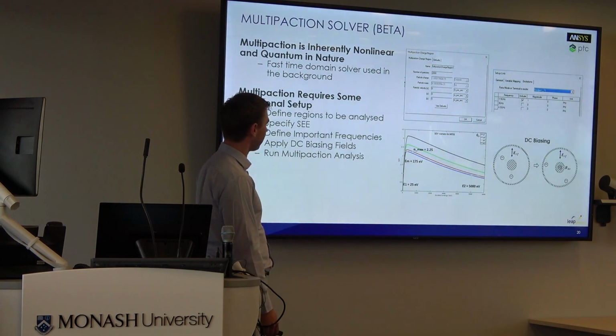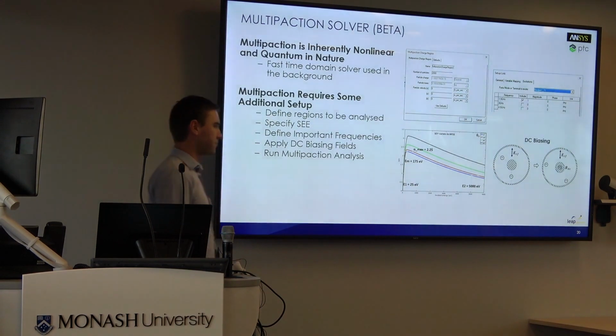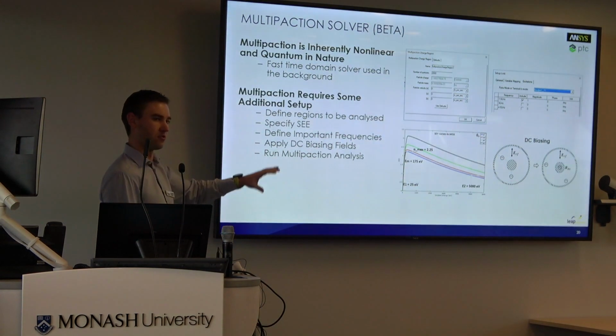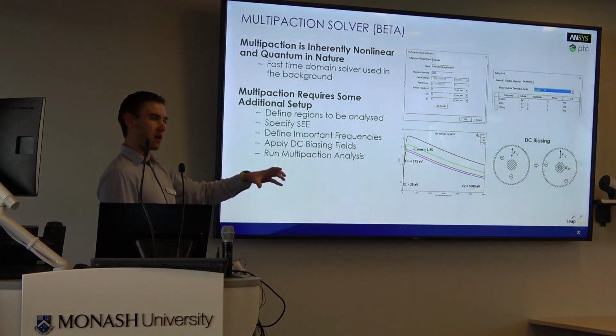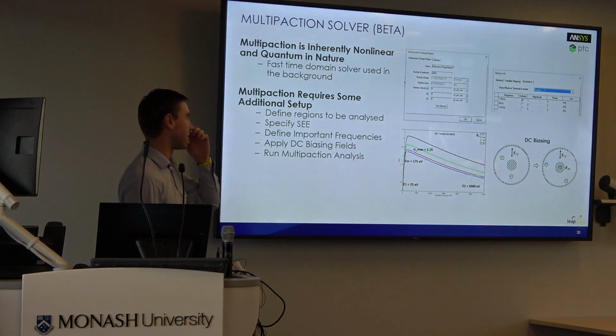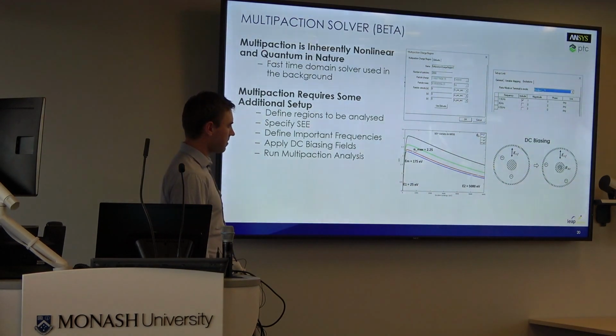So we now have the option to calculate a frequency sweep, as you otherwise would, and you add the multipaction option onto that frequency sweep, and that runs a small transient solver in the background, almost like a post-processor. But it has to be transient because it's nonlinear and quantum in nature. And you specify regions where you'd like to do it.